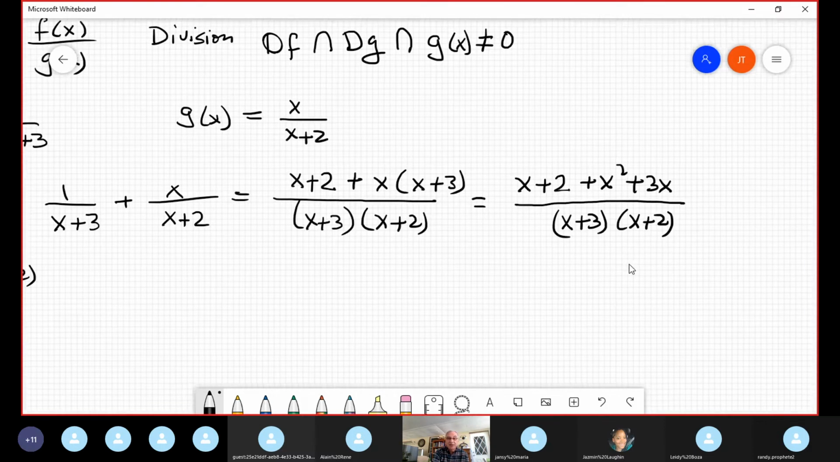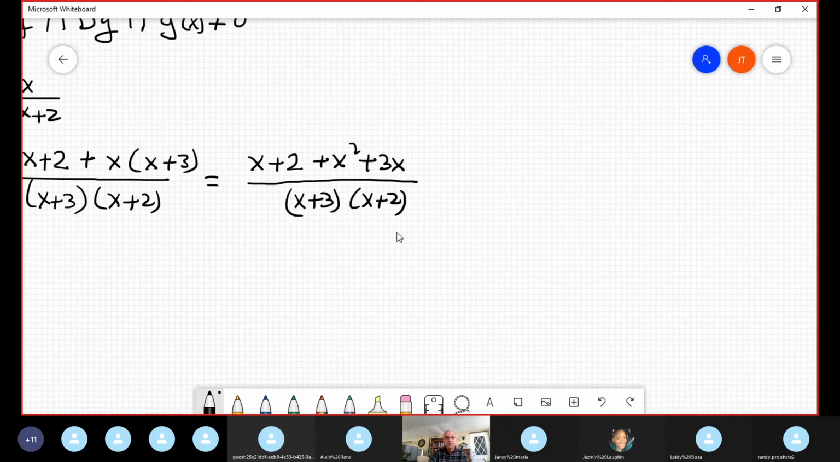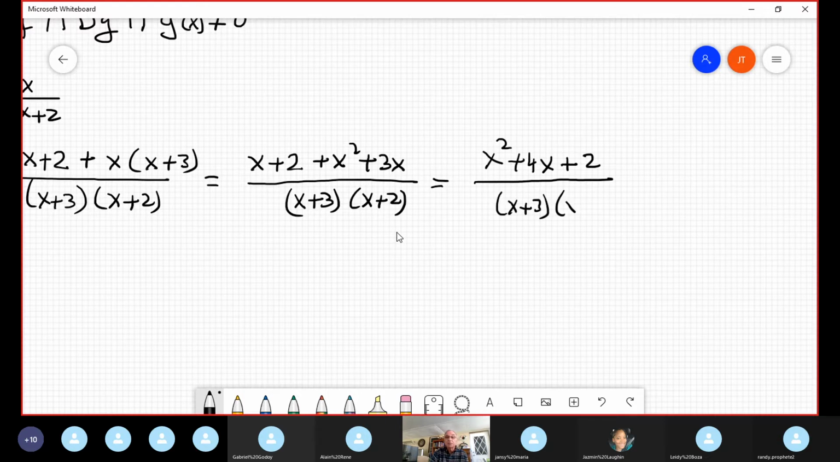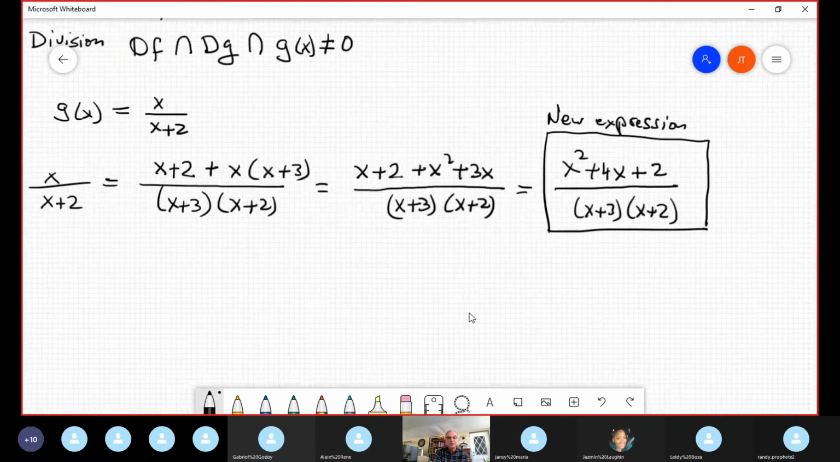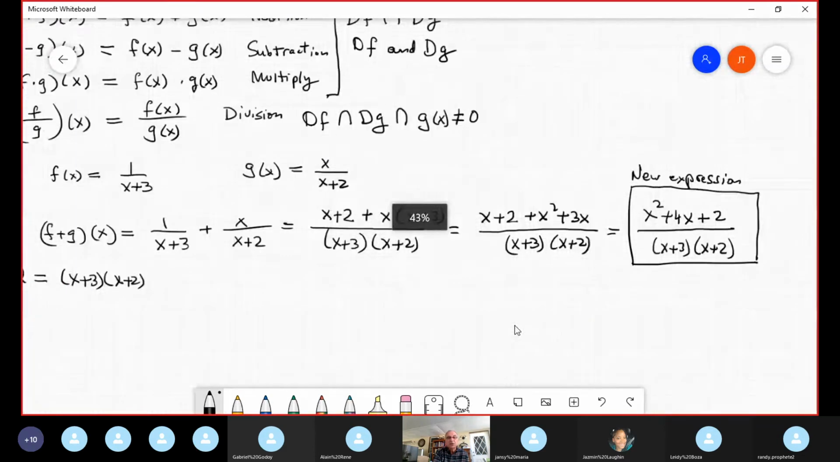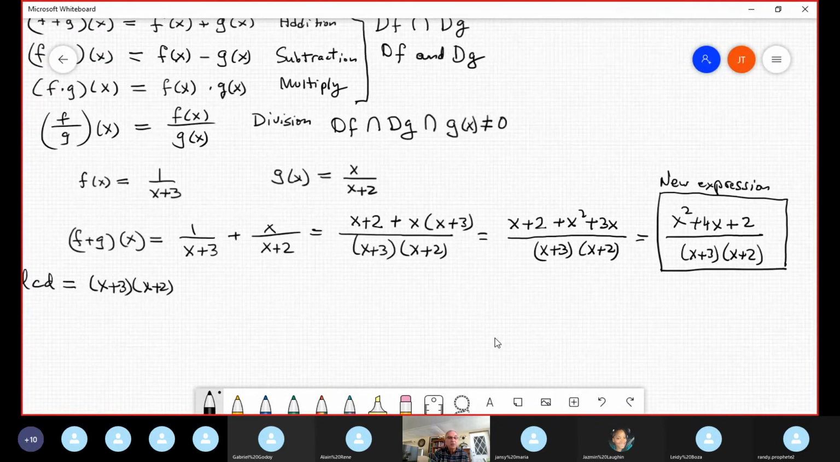Well, you organize and combine like terms later. This is x squared plus 4x plus 2, divided by x plus 3 and x plus 2. Okay, this is the new expression that represents the combination of the two given original functions. However, what about the domain? Well, the domain is easy in this case, because the domain of f, looking for f.